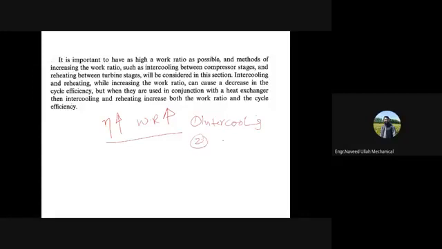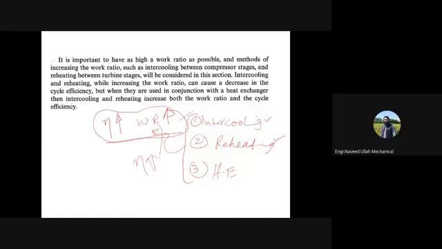The second one is reheating, and that reheating is between turbine stages. Reheating is always between turbine stages, intercooling between compressor stages, and the third one is use of a heat exchanger, HE for heat exchanger. So if you do these three modifications to the basic Brayton cycle, you will practically see that efficiency will increase as well as the work ratio will increase, and these two are the performance evaluators. So you can say that overall performance of the gas turbine engine will increase.